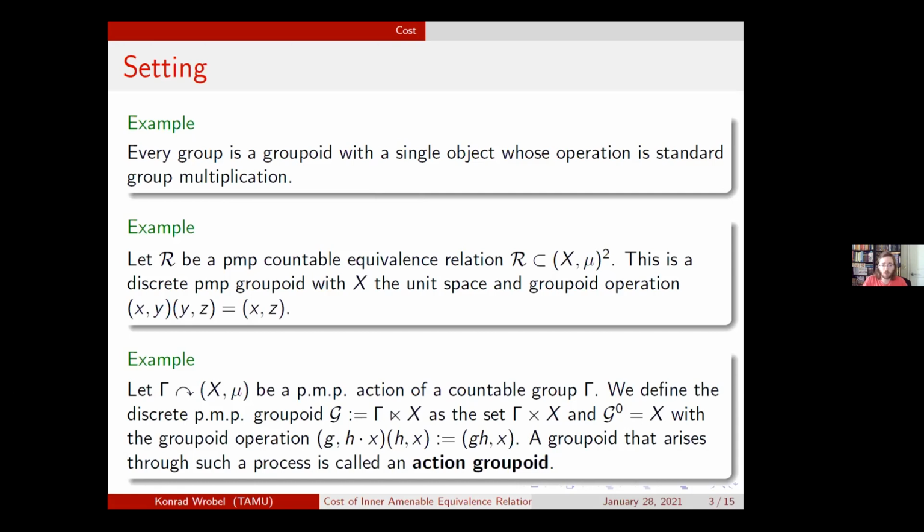So the groupoid operation is exactly encoding the action, right? So we think of a pair (h,x) as the arrow that takes a point from x to h dot x. And then we can compose this with an arrow that takes h dot x to the point g dot h dot x. Right. All right, so any questions about these examples or groupoids?